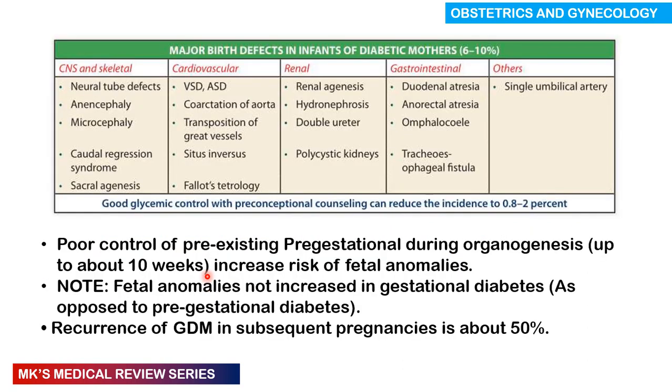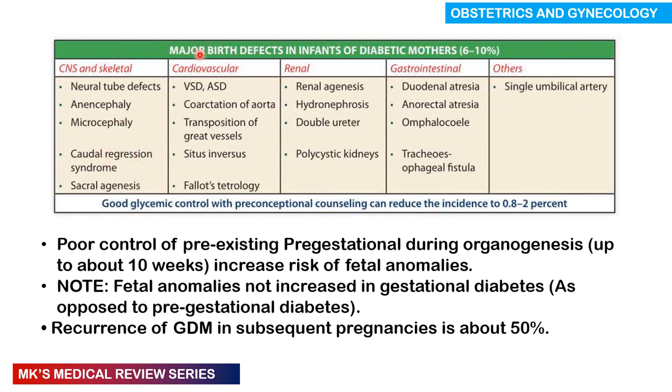What are some of the major birth defects that are seen in infants of diabetic mothers? We can group them into systems. So in the central nervous system and skeletal system, you may have neural tube defects, anencephaly, microcephaly, caudal regression syndrome, and sacral agenesis.